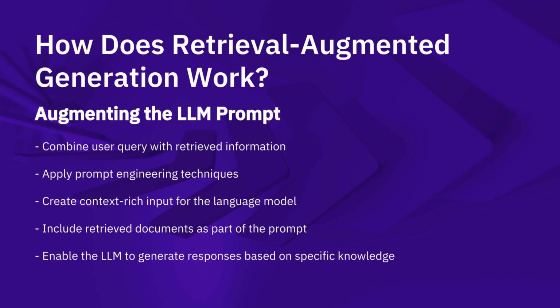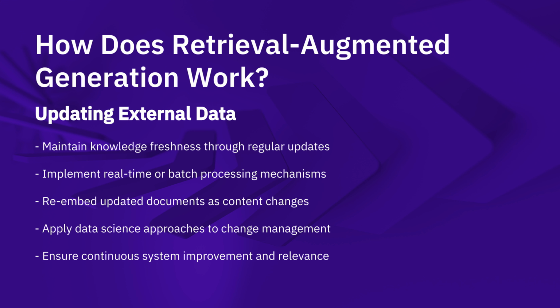The prompt engineering aspect is crucial here. How you structure the augmented prompt significantly impacts the quality of responses. Effective prompts clearly separate retrieved information from the user query and provide guidance on how the model should use the information. A common question about RAG systems is, what happens when external data becomes outdated?